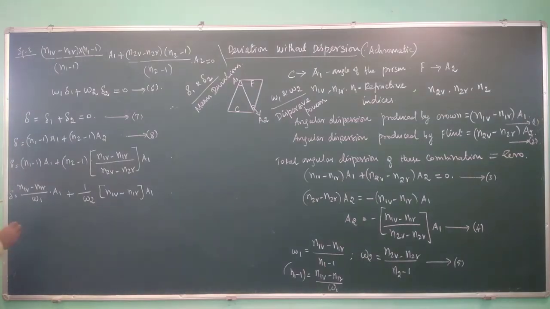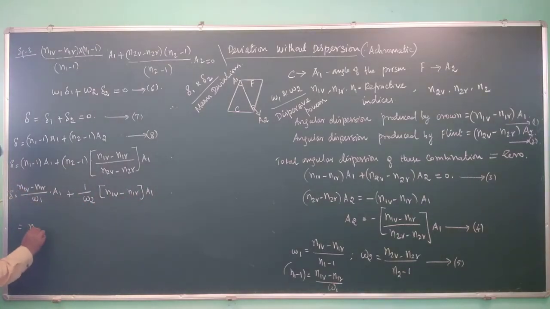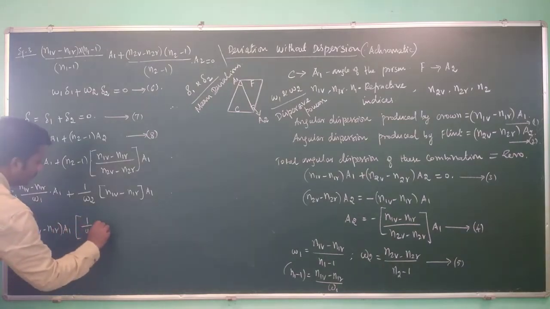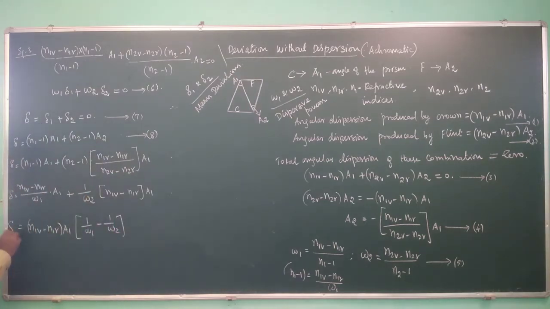Now, in both these terms, (N1V minus N1R) into A1 is common. So let's take out (N1V minus N1R) into A1, and this side it is 1 by omega 1 and this side it is 1 by omega 2 that is remaining, which is nothing but delta.